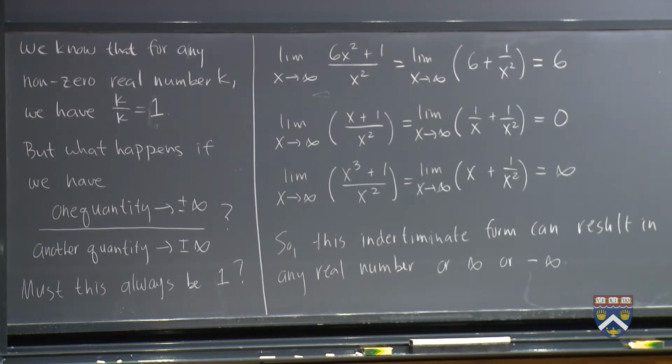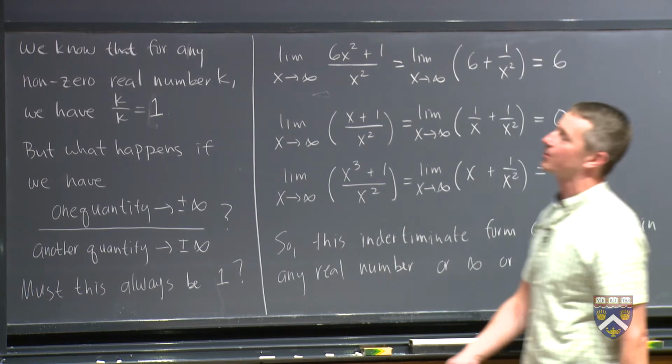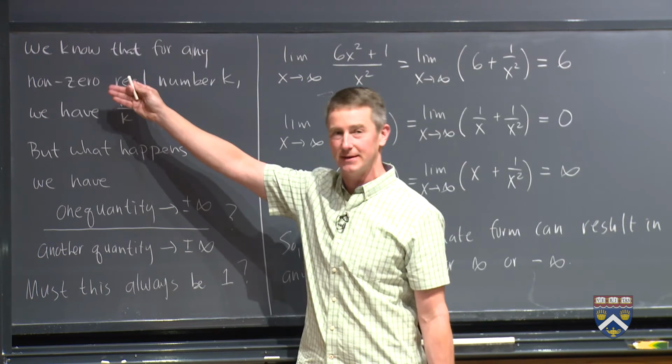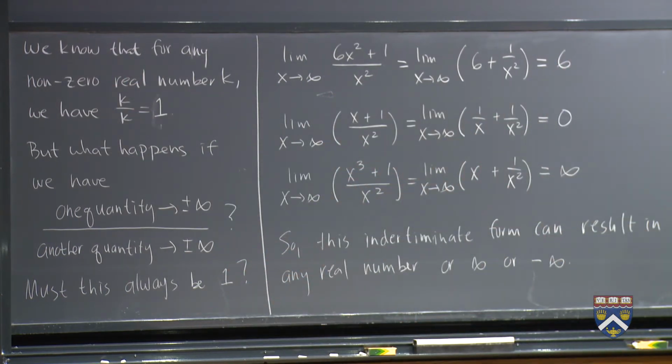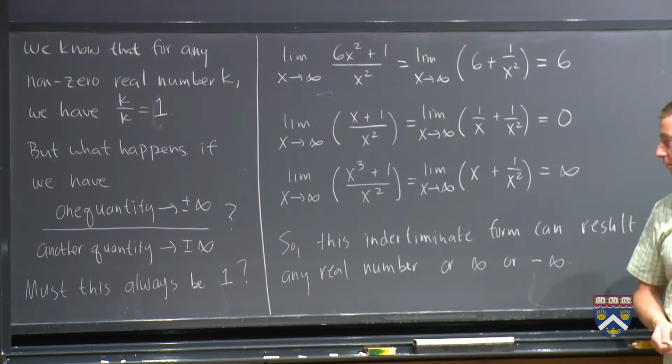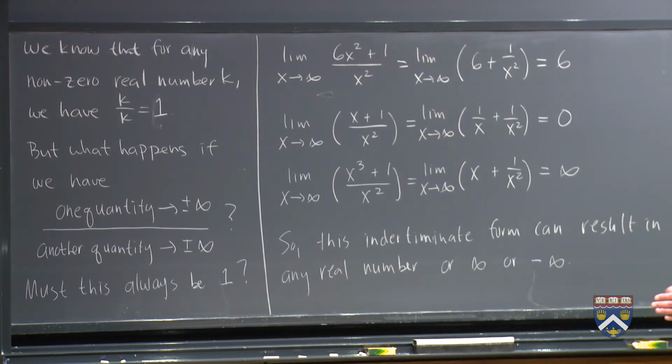So I hope this convinces you that infinity is not a number. Because if infinity were just any old normal number, when you divide it by itself, and since infinity is not 0, you should get 1. We can get any number we want. And we will see these sorts of indeterminate forms coming up again later.